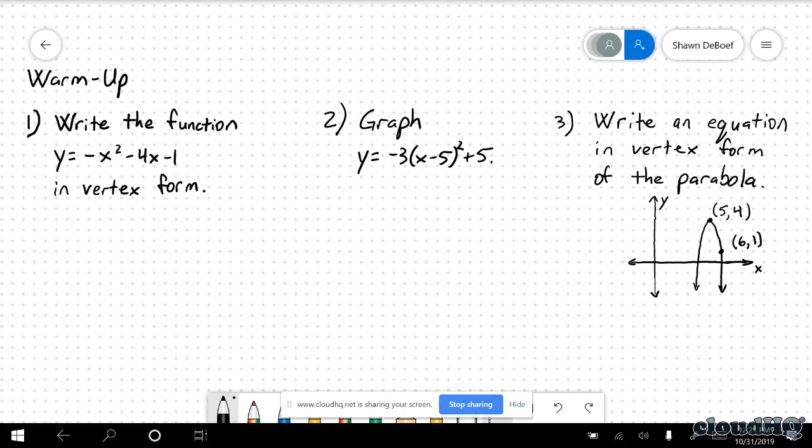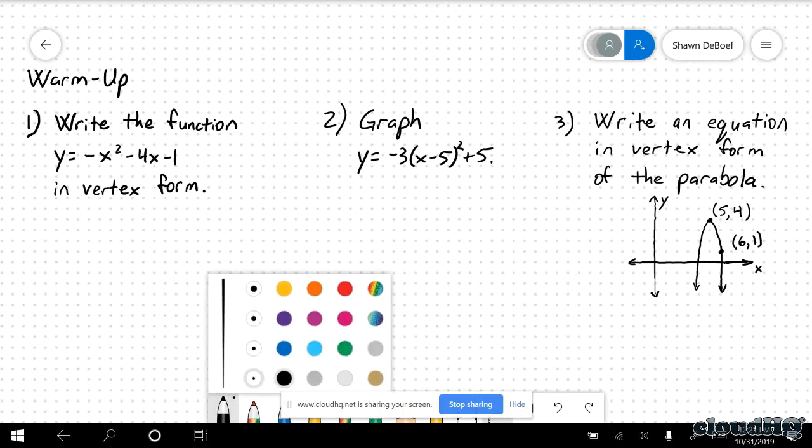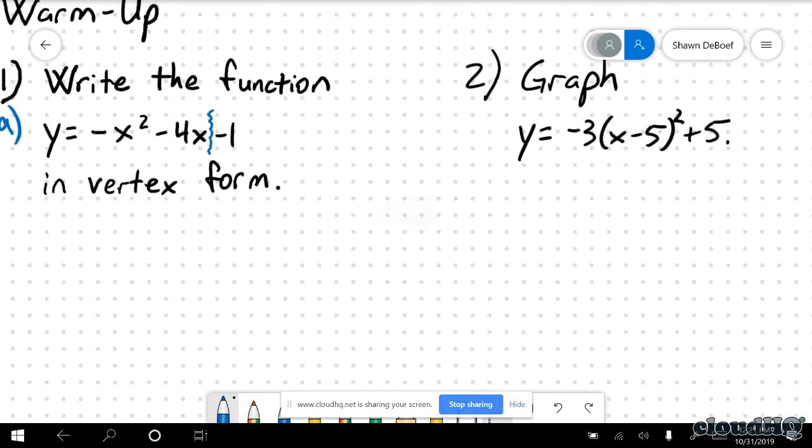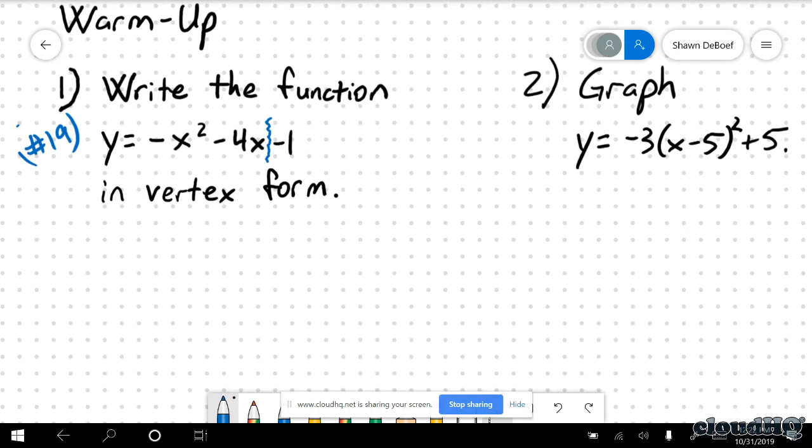I think question number one here was number 19 from the assignment. Yep, number 19 on the assignment. So we have to complete the square. When you complete the square, you kind of disregard the c value initially, that -1. So I'm going to break it apart from the rest of that problem.